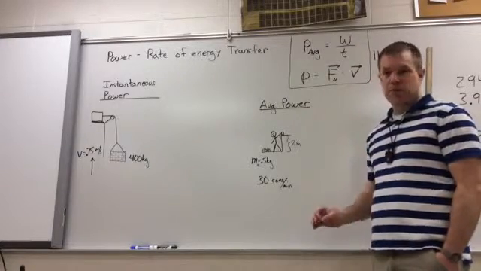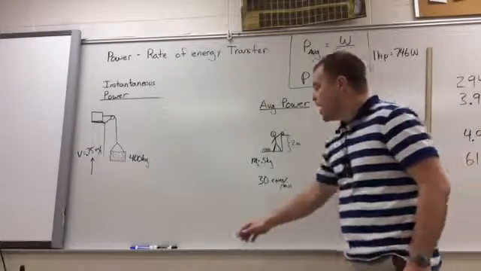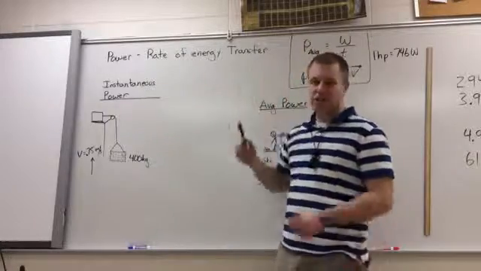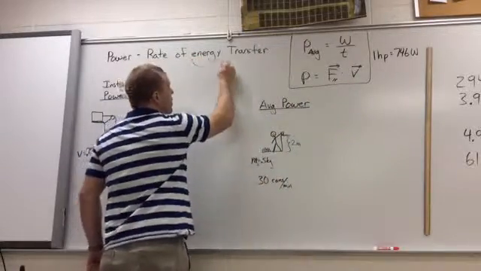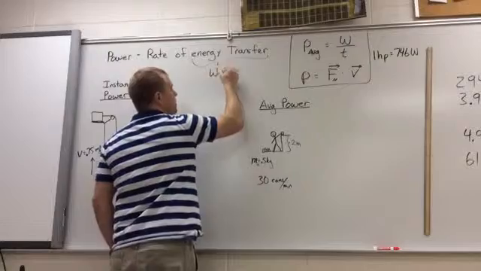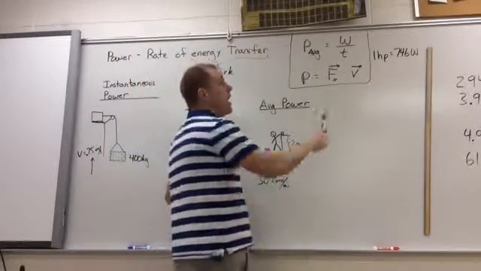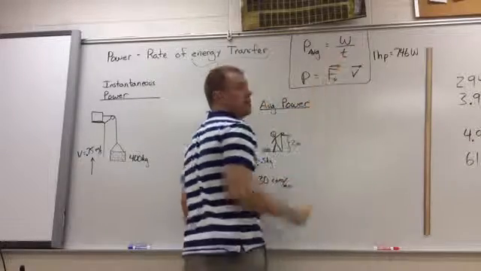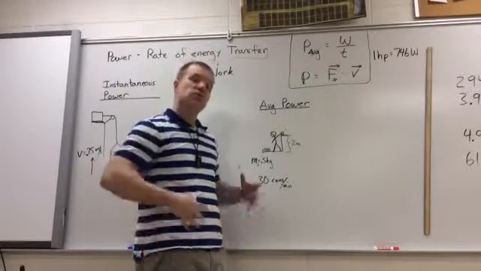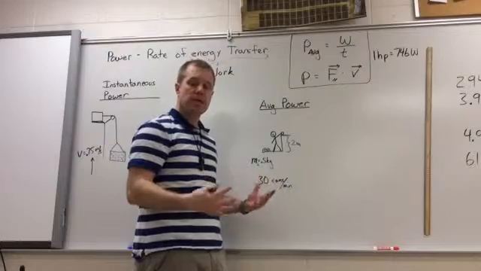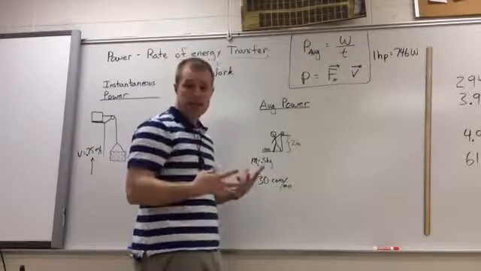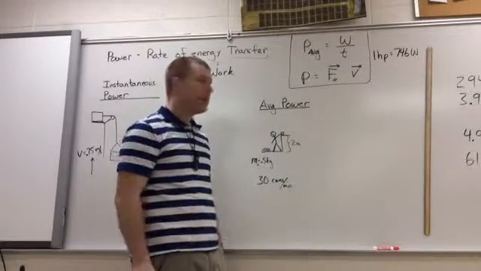We're going to look at power, the rate of energy transfer. In this chapter, when we talk about energy transfer, we're really talking about work. So I'm going to define power in this chapter as the amount of work we do per unit time. If I do 10 joules of work in 1 second, I have 10 watts of power. A joule per second is a watt.